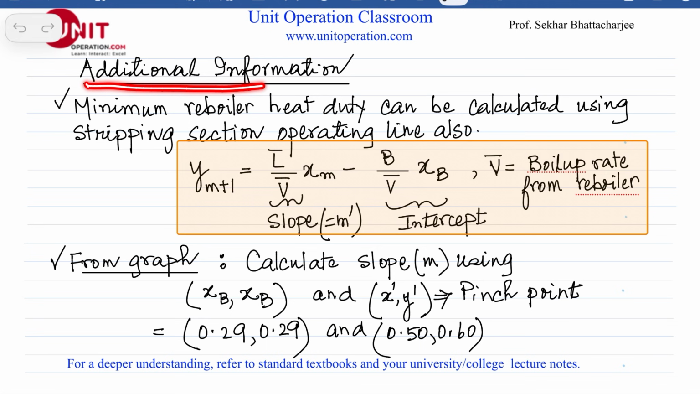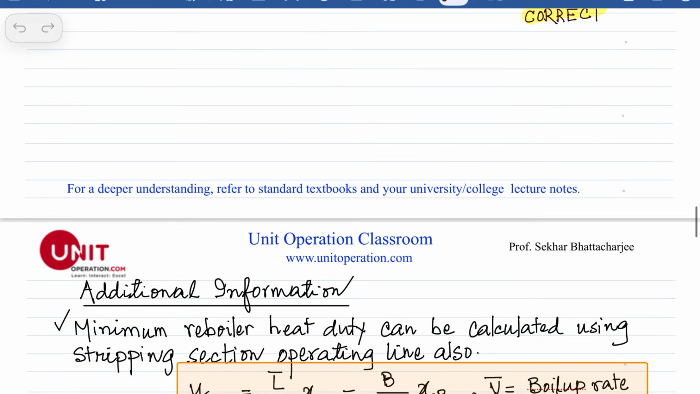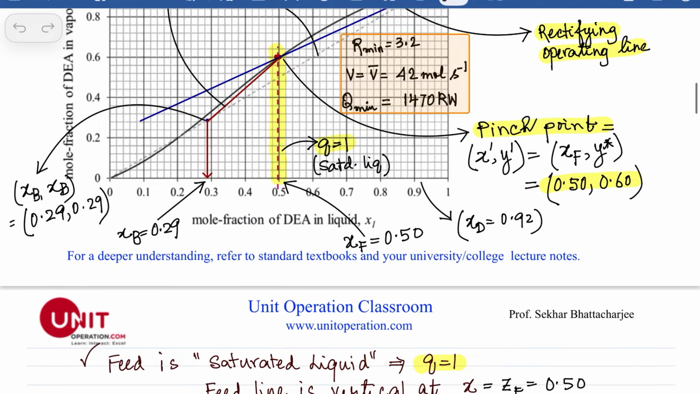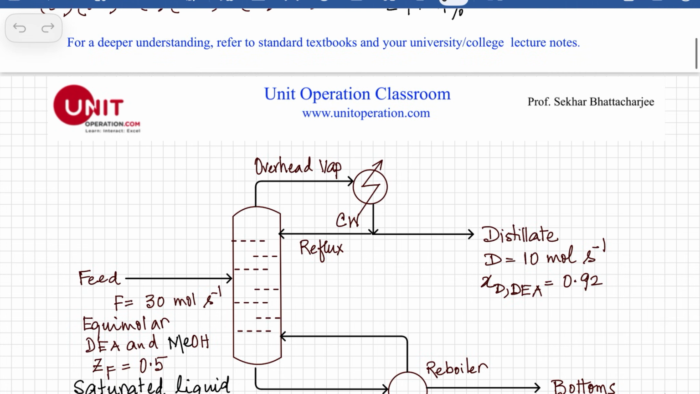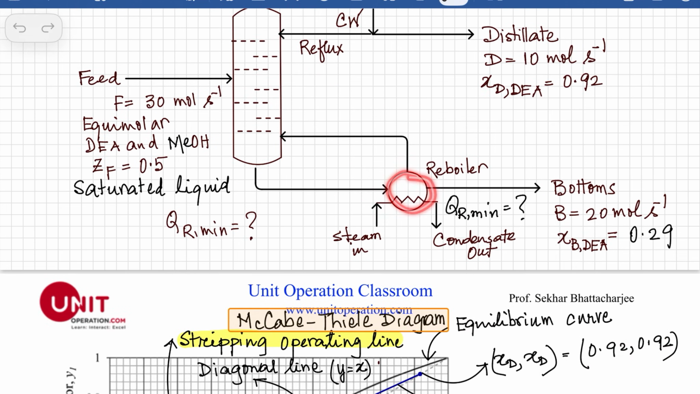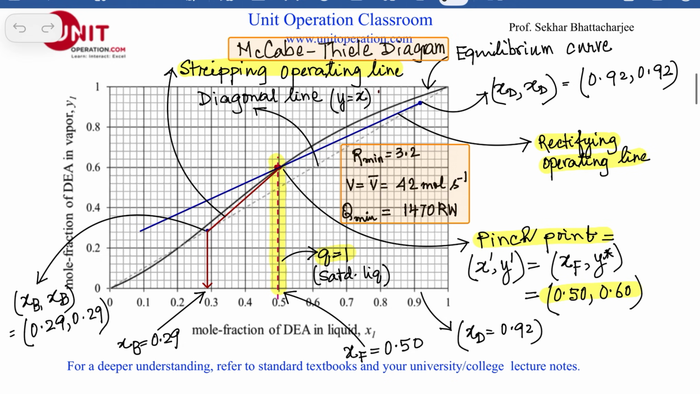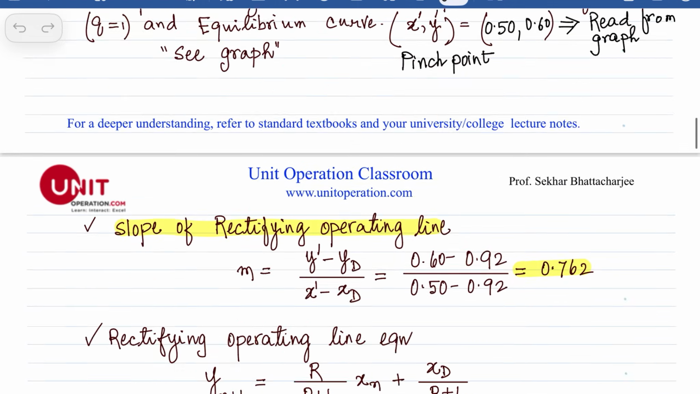Additional information: the minimum reboiler heat duty can also be calculated using the stripping section operating line. Here we found the value of the minimum reboiler duty using the material balance and the component balance on the rectifying section, using the McCabe-Thiele diagram operating line. However, we can also find the reboiler heat duty from the stripping section operating line. Let's see how we can do that.